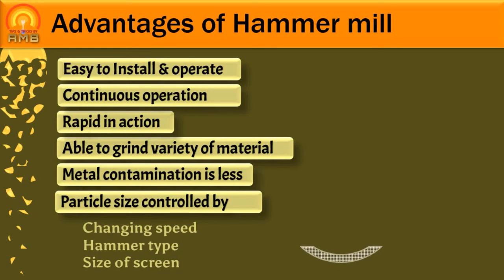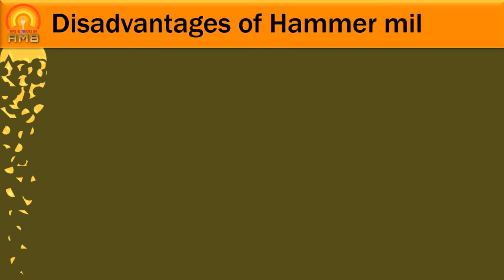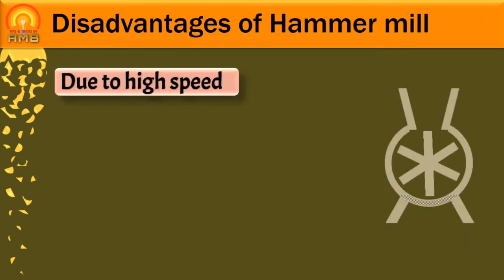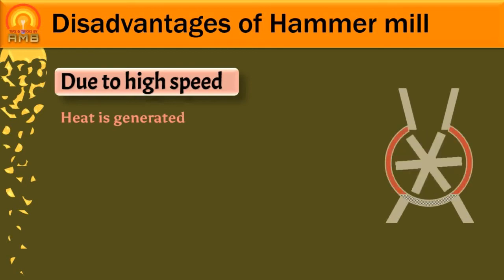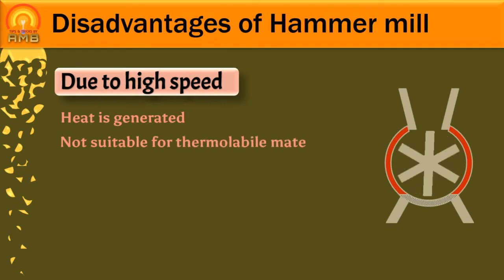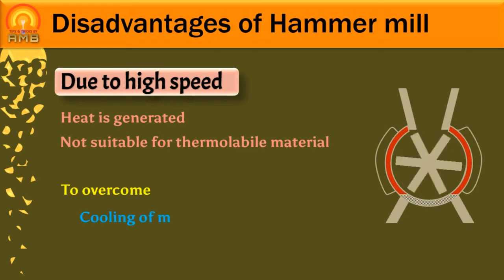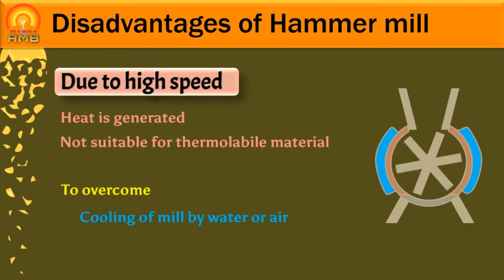The mill has some disadvantages too. So let's discuss the disadvantages of hammer mill. First disadvantage is because of high speed of operation, it generates heat that may affect thermolabile materials or drugs containing gum, fat or resins. The problem can be overcome by using jacketed mills in which cool water is introduced to cool the mill, or it can be used with air cooling too.